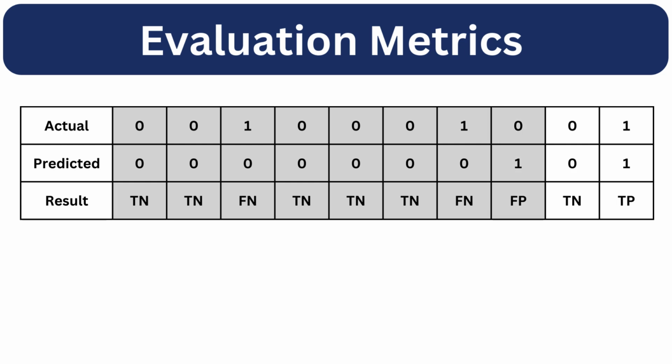In the seventh instance, the actual class was negative, but the model incorrectly predicted it as positive. So we call it false positive. If we look at the last instance, the actual class was positive and the model also predicted it as positive. So we call it true positive. So the true positives and true negatives are the correct predictions and false positives and false negatives are the errors. We have one true positive, 6 true negatives, one false positive, and 2 false negatives.